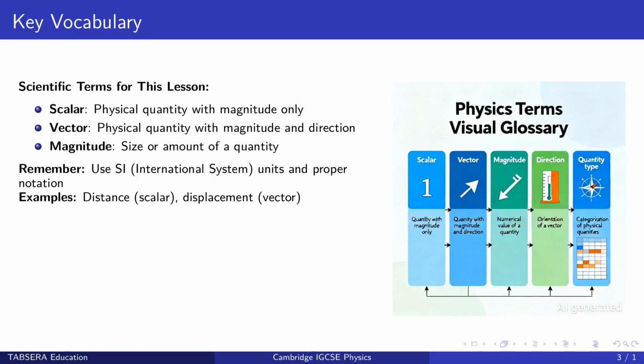First, scalar, which means a physical quantity described completely by magnitude only. Examples include mass, temperature, and distance. Second, vector, which means a physical quantity requiring both magnitude and direction for complete description. Examples include velocity, force, and displacement. Third, magnitude, which means the size or amount of a quantity, expressed as a positive number with appropriate units. Understanding these terms precisely is crucial. We use SI units, which stands for International System of Units, throughout our calculations.